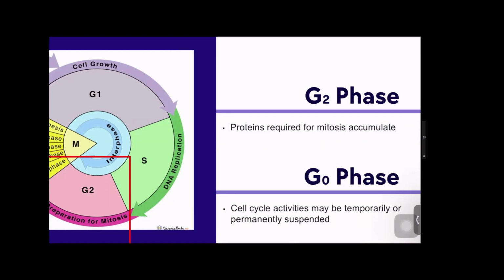During the second gap phase or G2 phase, the cell grows more, no? It makes more proteins and organelles and begins to reorganize its content in preparation for mitosis. Now, G2 phase ends when mitosis begins. However, class, if the conditions are unfavorable, the cell would enter a resting state called G0, wherein the cell cycle activities may be temporarily or permanently suspended.